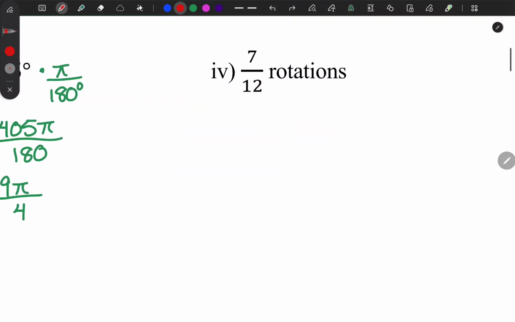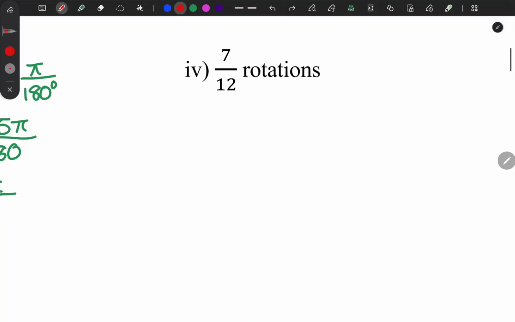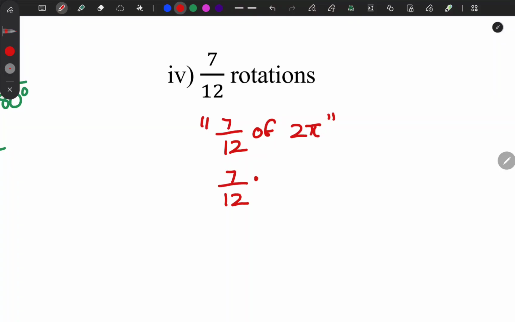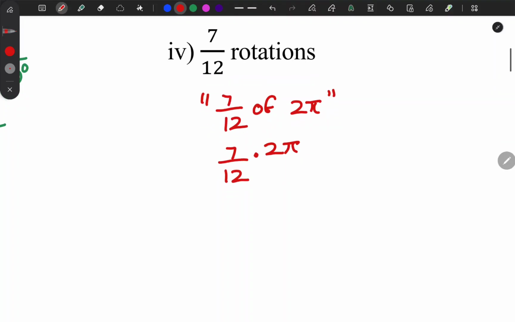All right, the last one is not in degrees, but it says that we have an angle that is 7/12 rotation. So that's not one full rotation, but that's 7 out of 12 of a rotation. So you can think of this as 7/12 of one full rotation, or 7/12 of 2 pi. So we can do 7 over 12 times 2 pi, and we reduce. Okay, that one will give us 7 pi over 6 radians.